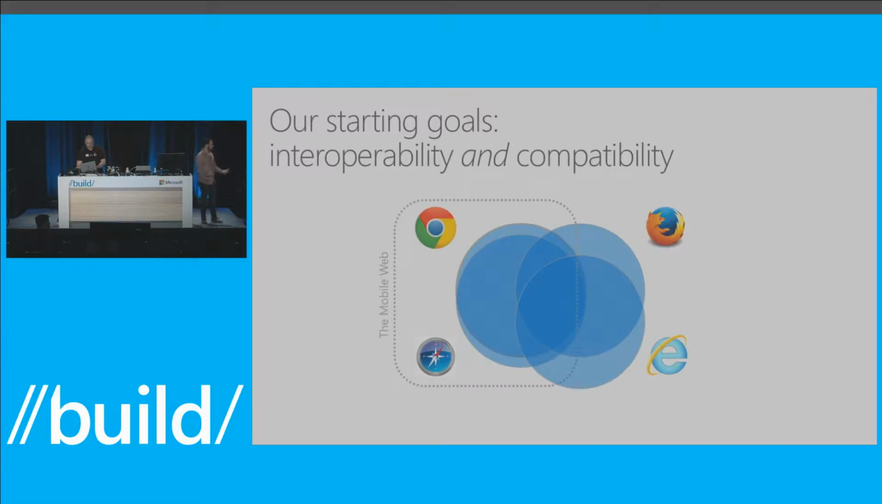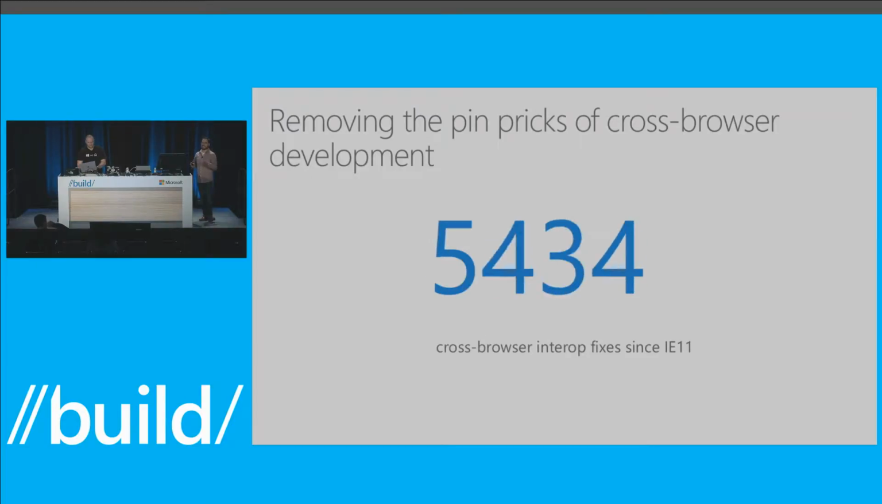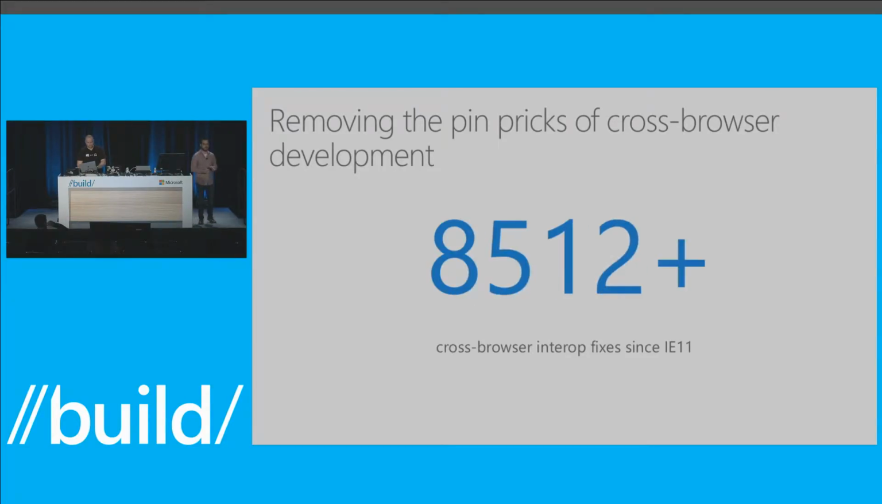So we said, let's take this rendering engine, remove the cruft, remove the proprietary stuff that's not standard, that's not interoperable, and let's focus on implementing the stuff that is used by the web and that is shared across web browsers. So fast forward, and we've fixed over 8,000 different interoperability issues.